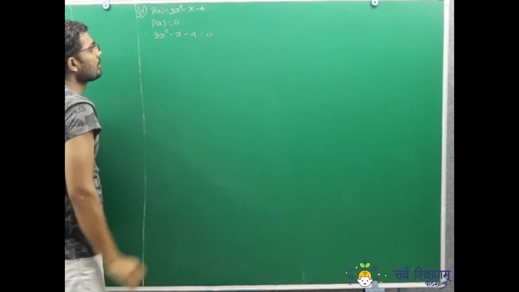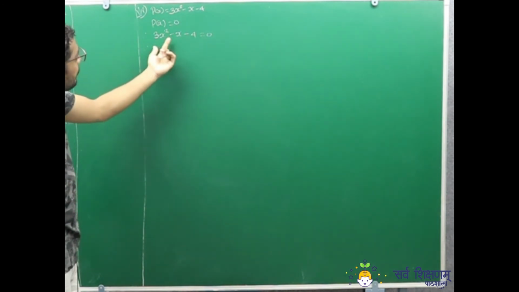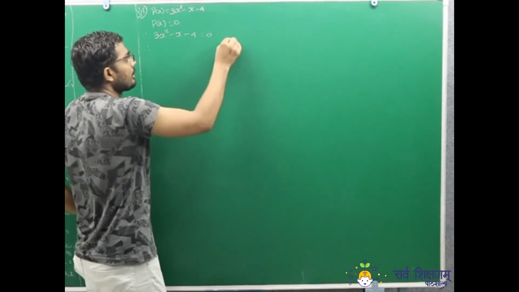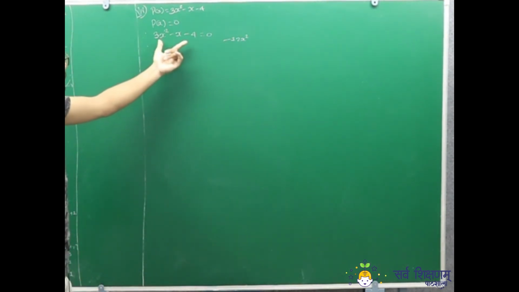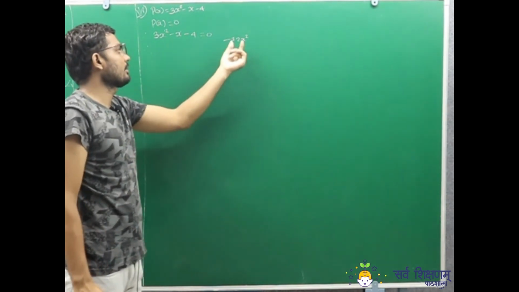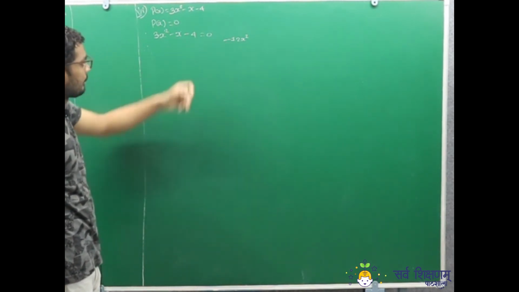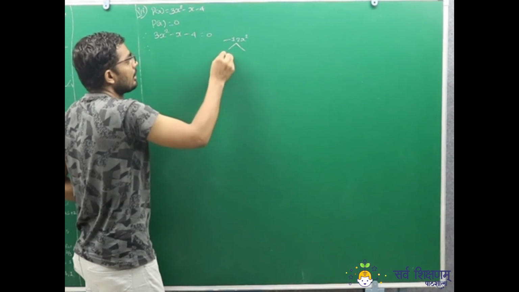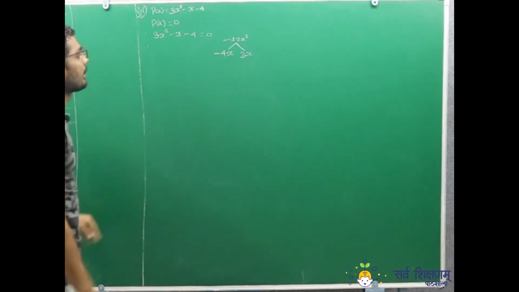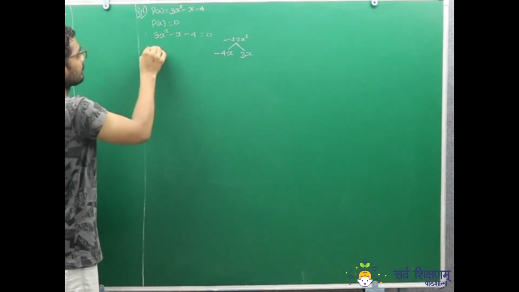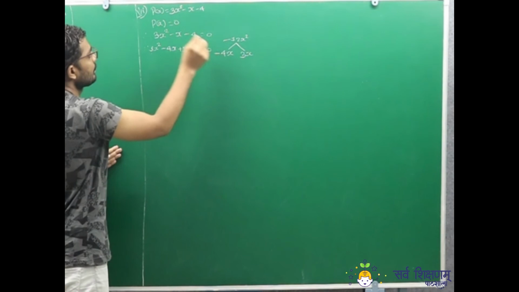Using the method of splitting the middle term, 3x square into 4, it becomes minus 12x square. Find two factors of minus 12x square whose difference is minus x. Therefore, the factors are 4x and 3x. We want minus x, therefore bigger factor become minus and smaller factor become plus. Therefore, 3x square minus 4x plus 3x minus 4 is equal to 0.